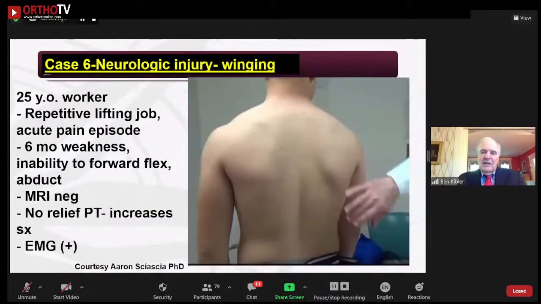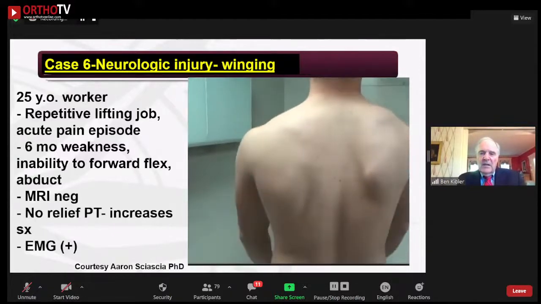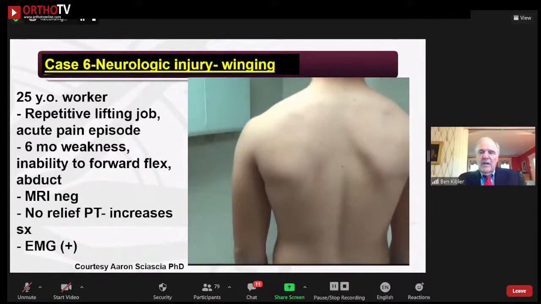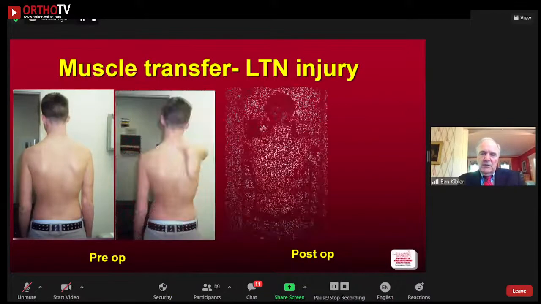And one final case, this is something that we see not commonly, but this is a 25-year-old worker with a repetitive lifting job, 6 months of weakness, and he once again cannot raise his arm. Very, very limiting condition because he cannot raise his arm. Once again, you'll see the huge amount of scapular dyskinesis, inferior medial border prominence. He cannot raise his arm above 90 degrees. Every other muscle in his body is normal except for the serratus anterior. He had an EMG that's positive for that. So this is an indication that surgery is necessary. And then you have to do your muscle transfers, and this is the results you can get.